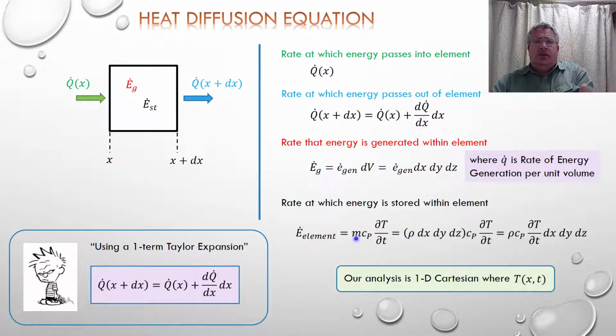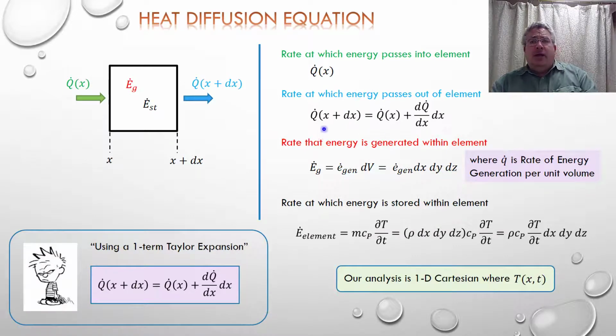So in this case, we'll let m be represented by rho, the density of the material. So we're going to assume a constant density material times the volume times c sub p times, now we have this derivative, dT dt, a time derivative. And notice when we rearrange, we end up with a dx dy dz, and the rate that energy is generated within the element is also a function of dx dy dz.